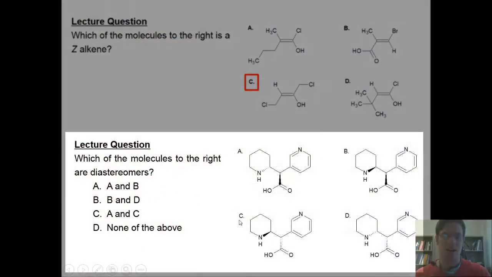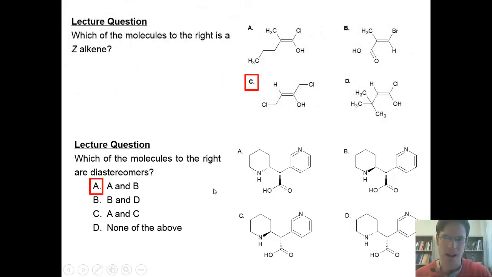In this question down here, we're shown these different molecules, A through D. This question asks us which of the molecules shown here are diastereomers. And the correct answer is A. If you want to know why, I will explain it to you on the board right now.